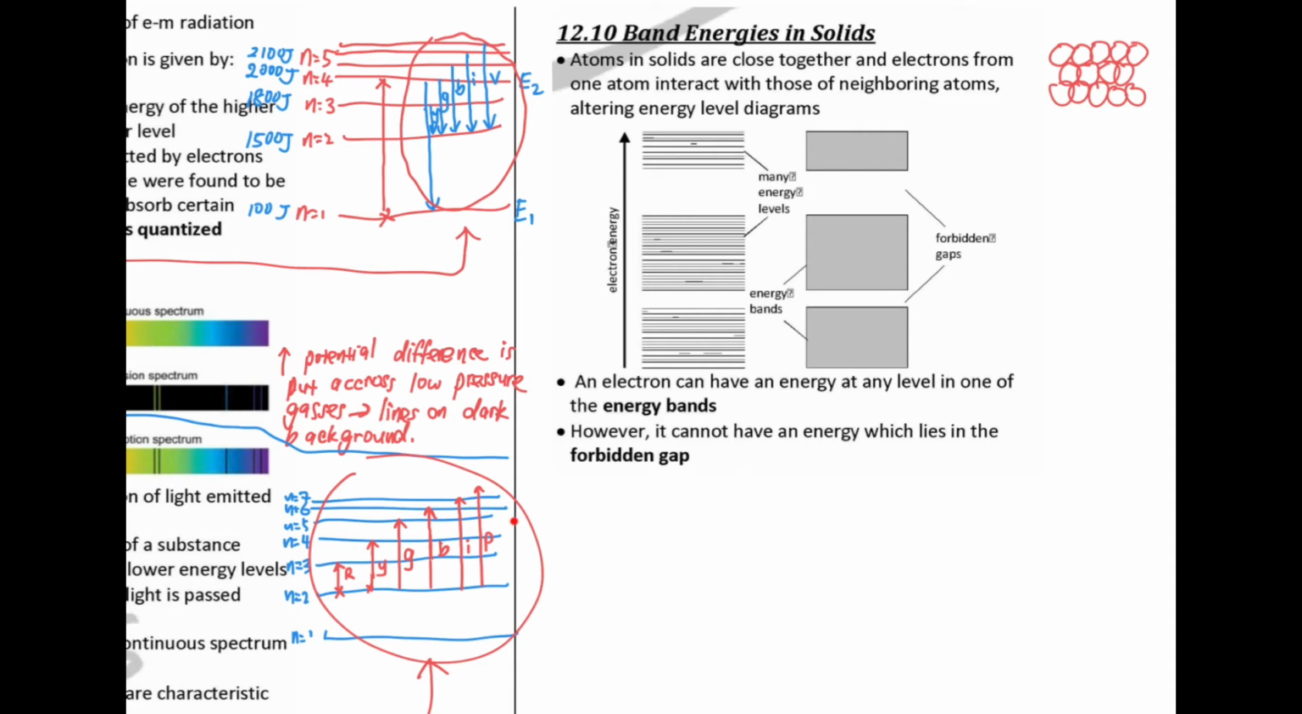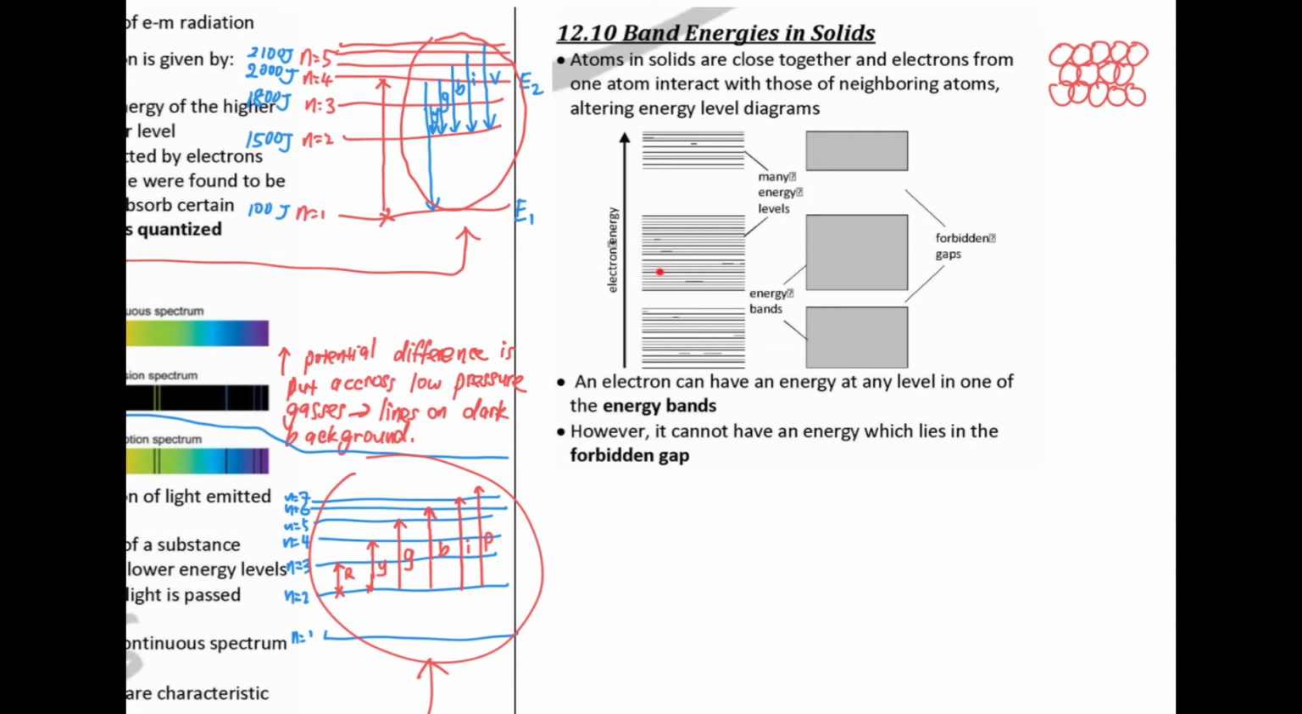But because of the interactions, the energy level diagram is no longer this way, but it is in this way because of the interaction. So how are we going to understand this? First, you can see here the electrons' energy. We have many energy levels here, and we call them a band. We call them an energy band here.